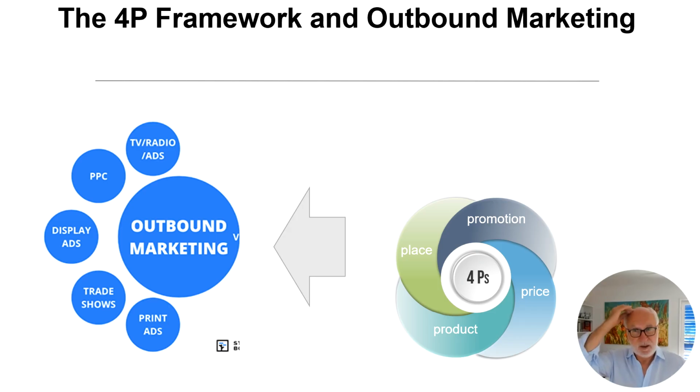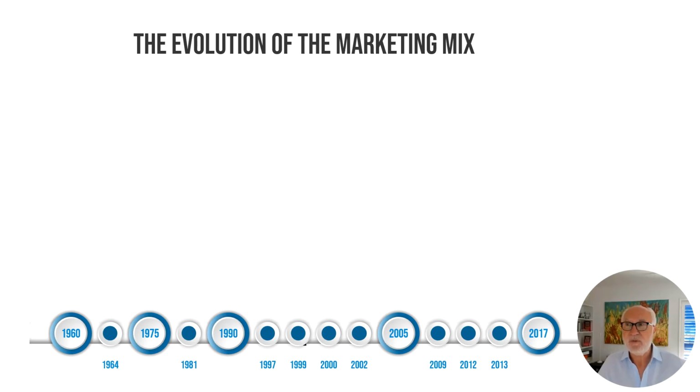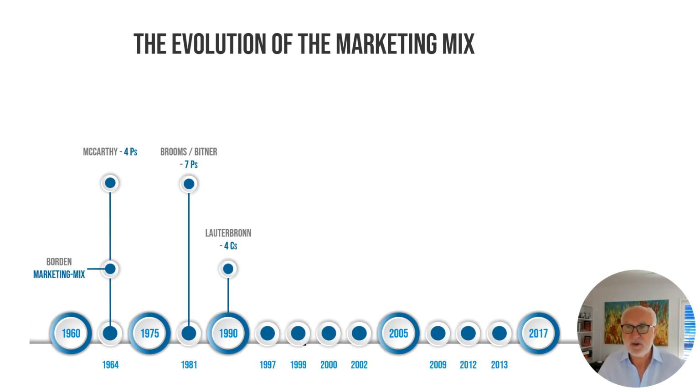Outbound marketing is an activity which is triggered and most of the time paid by the company. And it's necessary because if the company doesn't do it, the customer doesn't know it, and therefore we need to have outbound marketing. But at the same time, we need to understand the evolution of the marketing mix. The marketing mix started in the 60s, and McCarthy brought it up, and Borden defined the marketing mix term, and then various variations came up. The big change came when the 4 C's from Lauterbach was introduced. I'll get back to that in a second because it changed the direction.